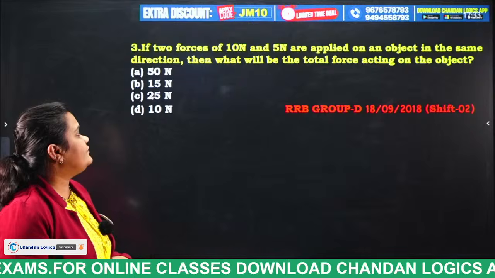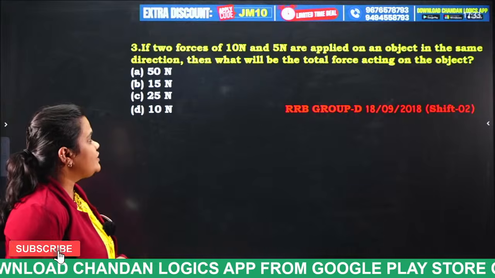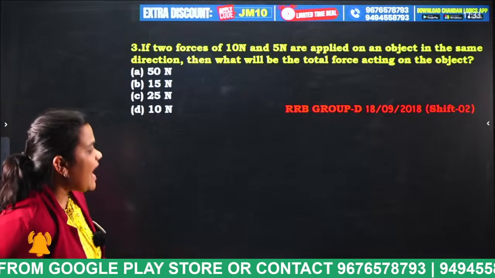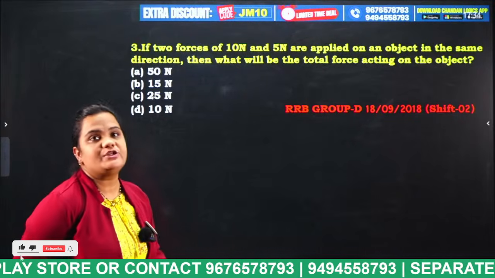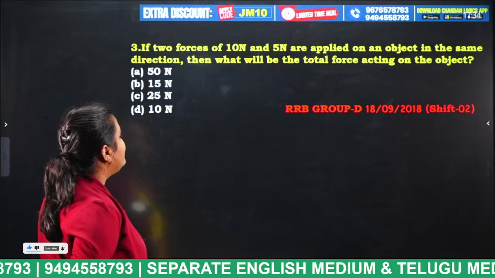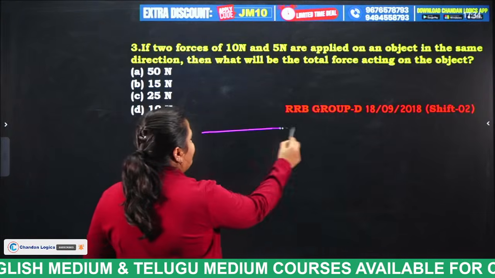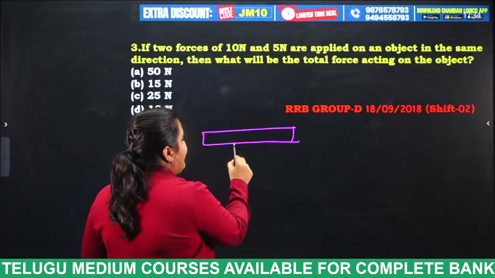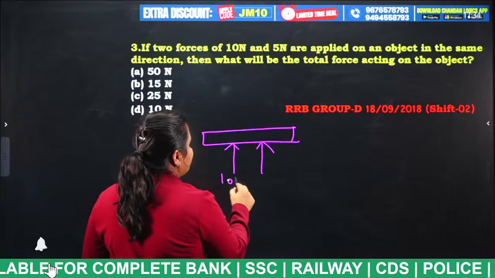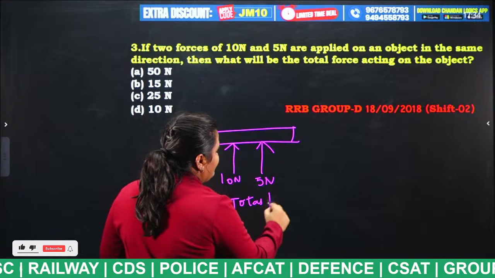If two forces of 10 newtons and 5 newtons are applied on an object in the same direction, then what will be the total force acting on the body? This question came in RRB Group D 2018 shift 2. The options are 50 newtons, 15 newtons, 25 newtons, 10 newtons. So there is an object, and on that object two forces are acting in the same direction, with magnitudes 10 units and 5 units. They are asking you to find the total force.